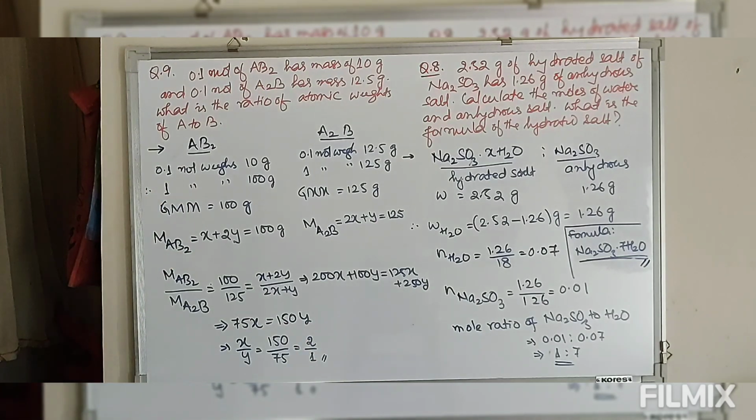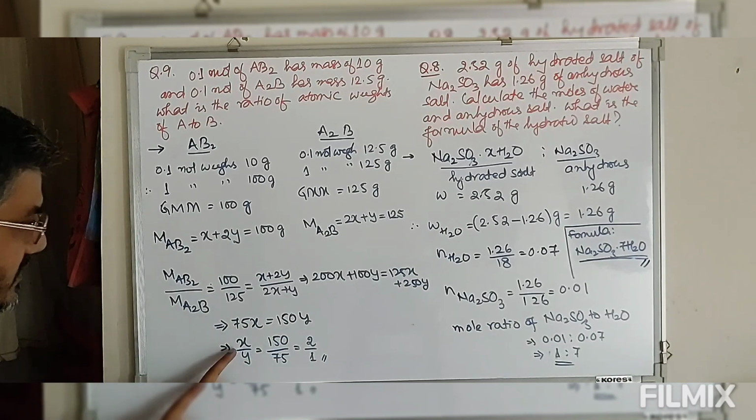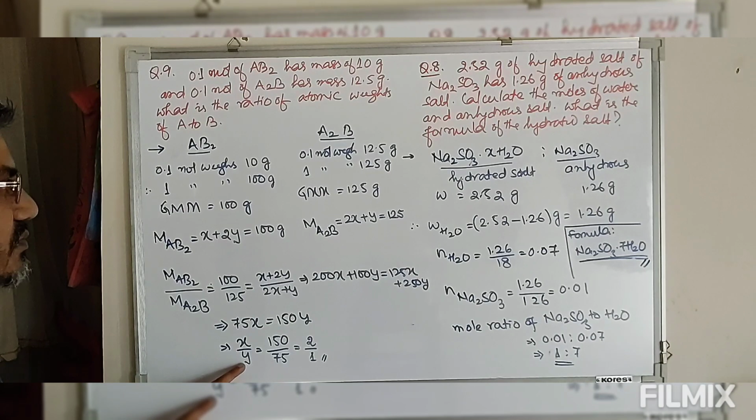So this is the atomic mass ratio. So A to B is 2:1. X is the atomic mass of A, Y is the atomic mass of B.